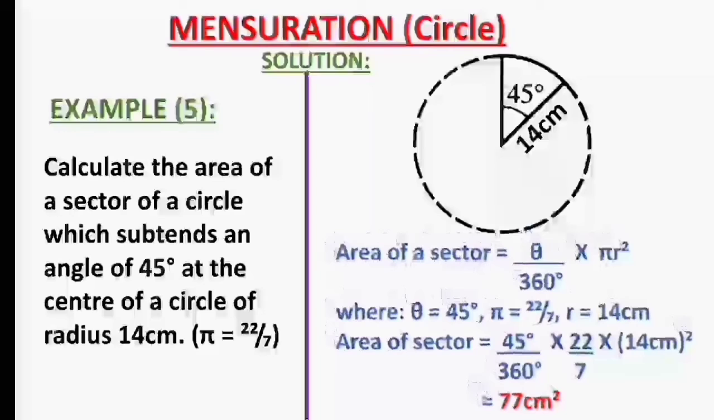So as always, we substitute these values into our required formula and we calculate correctly. At the end of the calculation, the area of the sector in question 5 is 77 centimeters squared, from substitution and calculation. I hope question 5 is clear to you.